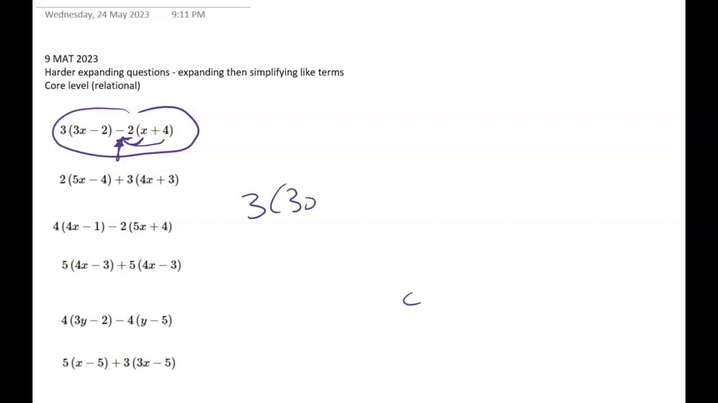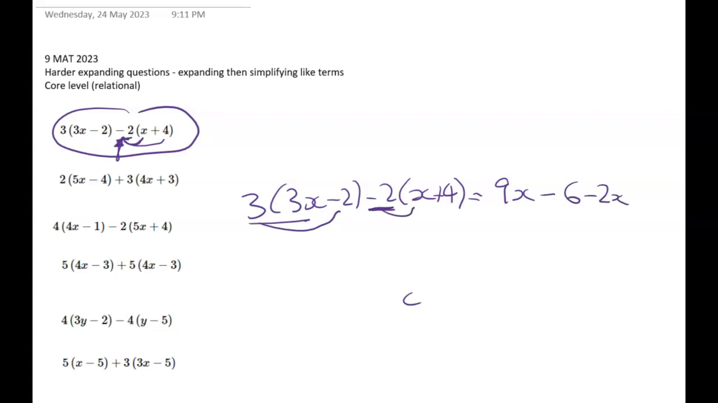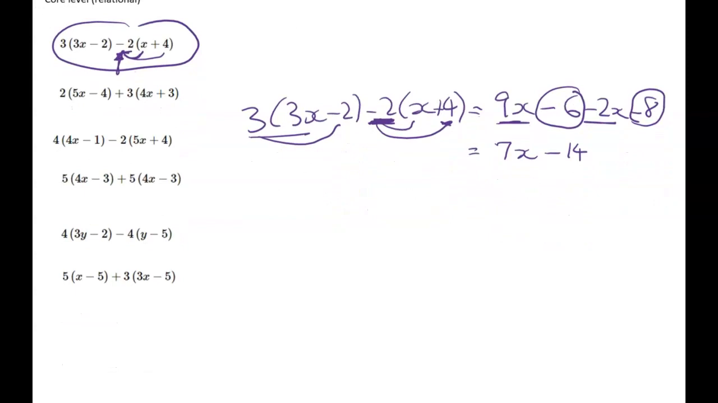We start with just writing down the question like this. Now we get on with expanding. 3 times 3x gives me 9x. 3 times negative 2 gives me take away 6. Now I've got take away 2x, so minus 2x, and negative 2 times plus 4 gives me minus 8. Let's collect up the like terms. 9x take away 2x gives me 7x, and here I've got minus 6, minus 8, so 7x, take away 14.